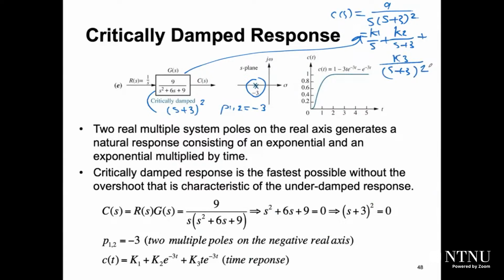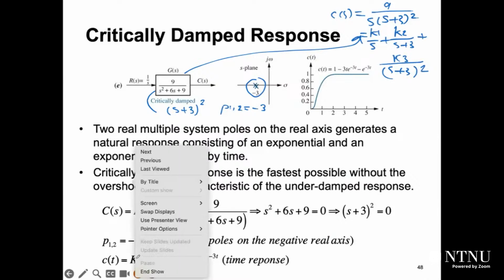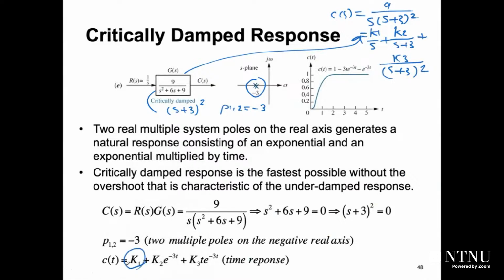So the solution in the time domain will be K1 plus K2 exponential minus 3t, plus K3 multiplied by t, because this one is squared, so it will be K3 multiplied by t exponential minus 3t. And now we need to find the values of K1, K2, and K3.